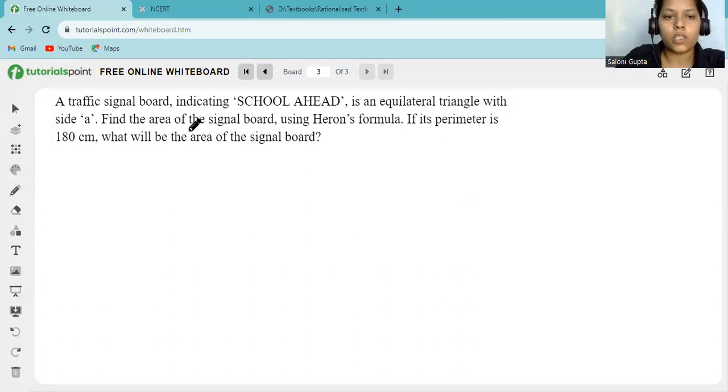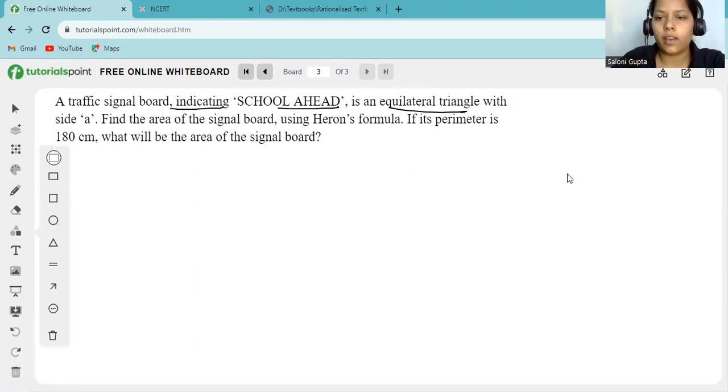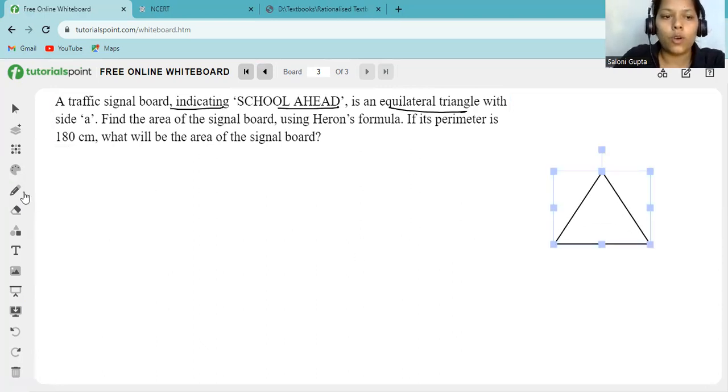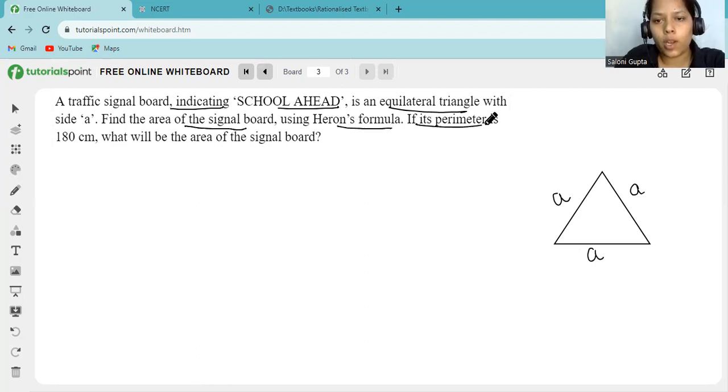Okay, so this is the question given to us. A traffic signal board indicating school ahead is an equilateral triangle. So we will make the equilateral triangle here. Okay, and the side is given. In an equilateral triangle, we know all the sides are equal. Right, and find the area of the signal board using Heron's formula if the perimeter is 180 centimeter.